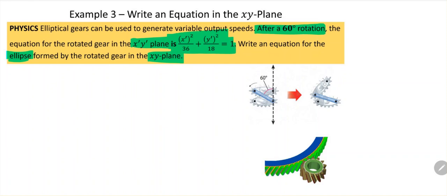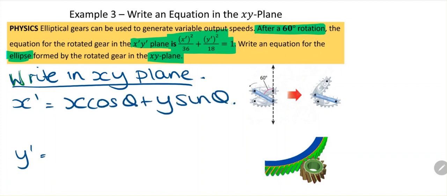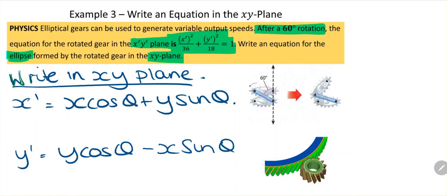So let's have a look at what we need to do. So to write in the xy plane, we need to use the equations. So x prime is x cosine of theta plus y sine of theta. And then we have y prime is y cosine of theta minus x sine of theta. So we need to substitute in what we know.